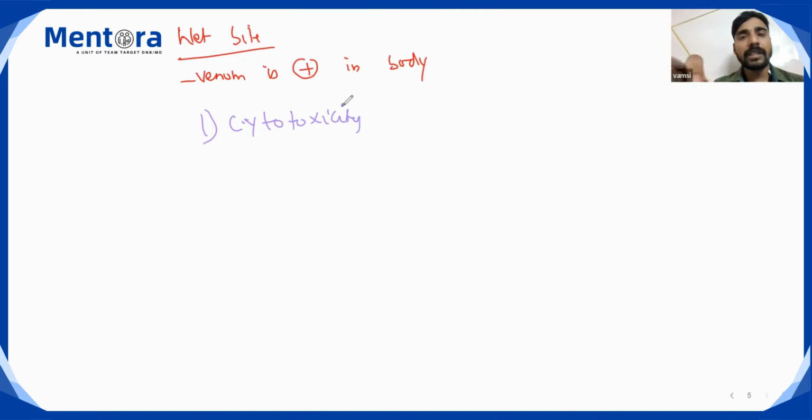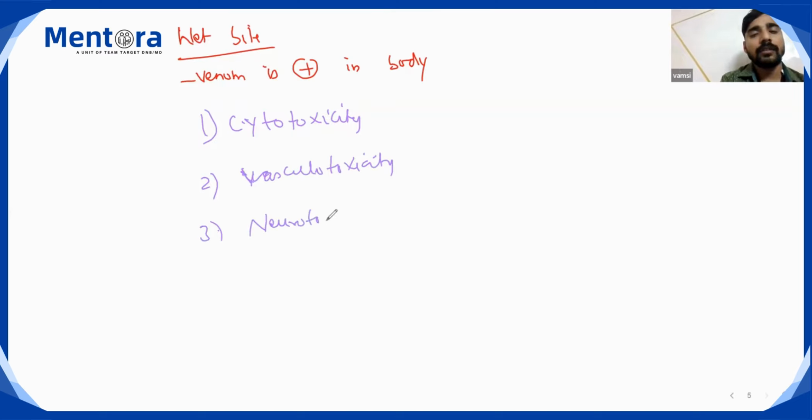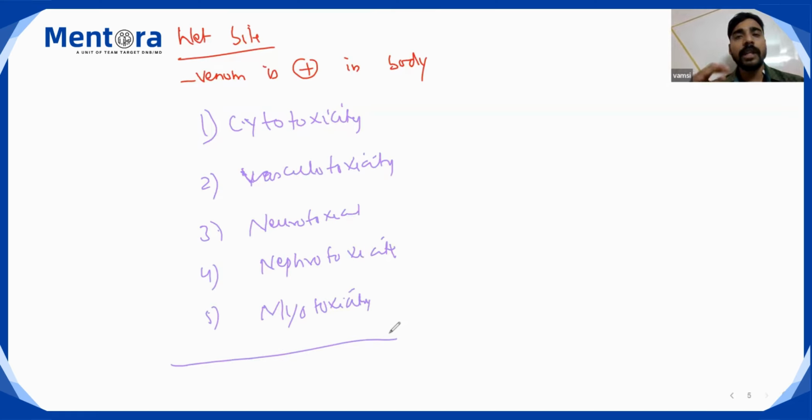So wherever the venom got injected, in that part it will cause cytotoxicity. And they also cause what is called vasculotoxicity, neurotoxicity, nephrotoxicity, and myotoxicity. So the venom, once entered into the body, will affect different systems in the body: cytotoxicity, neurotoxicity, nephrotoxicity, myotoxicity, and also vascular toxicity. So what happens to the body, we will see one by one.